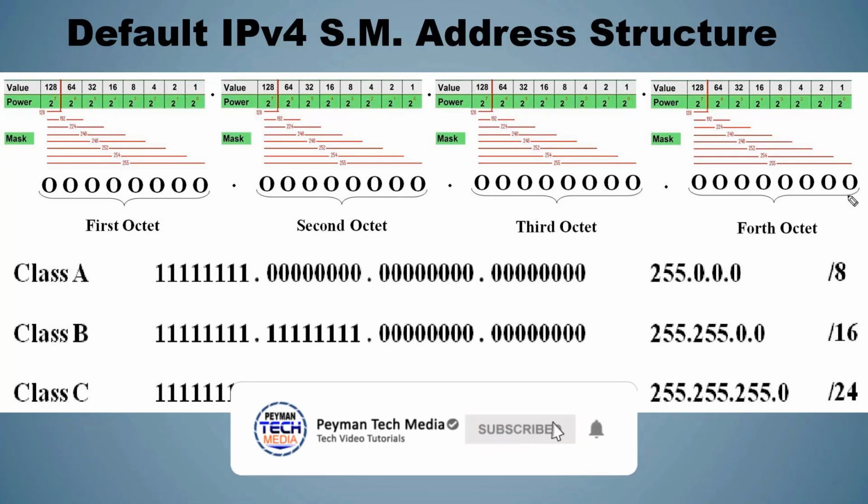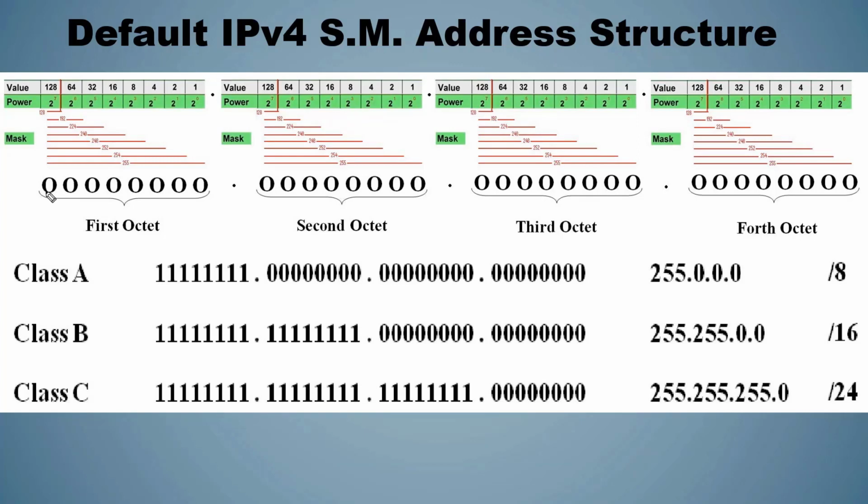Now when we look at default IPv4 subnet mask, same thing, we have 32 bits, 4 octets, every octet 8 bits. This is the first octet, second octet, third octet, and the fourth octet. The decimal value of every octet depends on how many bits are turned on or turned off, which in the binary number system, 1 means on, 0 means off.